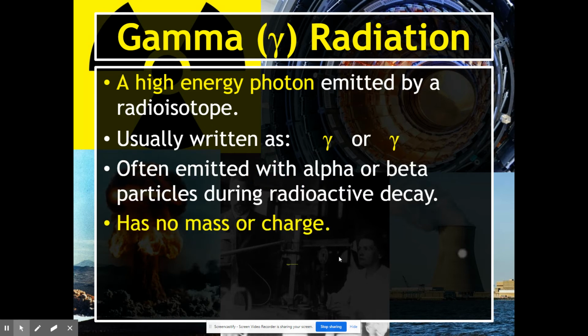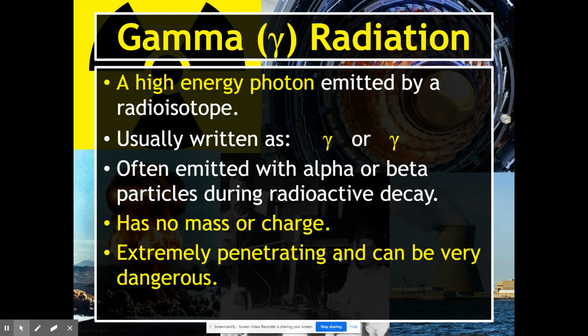Our last type of radiation is gamma radiation. Gamma radiation is a high-energy photon emitted by a radioisotope, usually written as 0,0 and then that sign is called gamma, or just gamma, often emitted with alpha or beta particles during radioactive decay. Has no mass or charge. It is extremely penetrating and can be very dangerous.